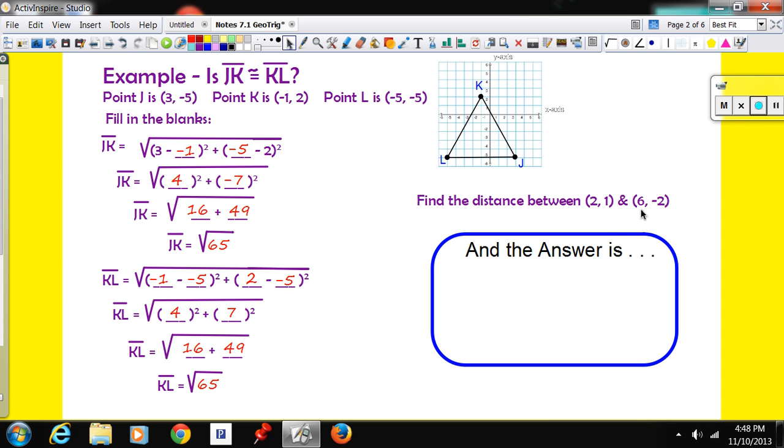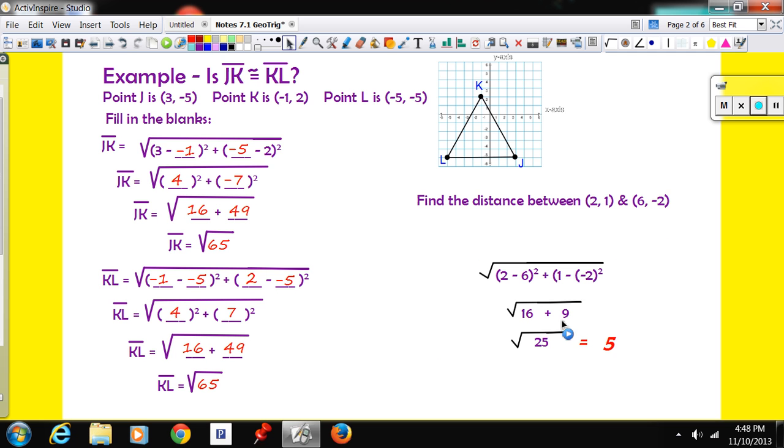Last little distance formula practice here. If you want to write it down, just a little practice. X minus x squared plus y minus y squared. So 2 minus 6, 1 minus negative 2. You get 4 squared, which is 16. You get 3 squared, which is 9. You get radical 25, which comes out as a 5. So last little distance formula practice, if you want to try to fill that in if you're using the blank copies. All right, moving on. You can always pause it if you need to.